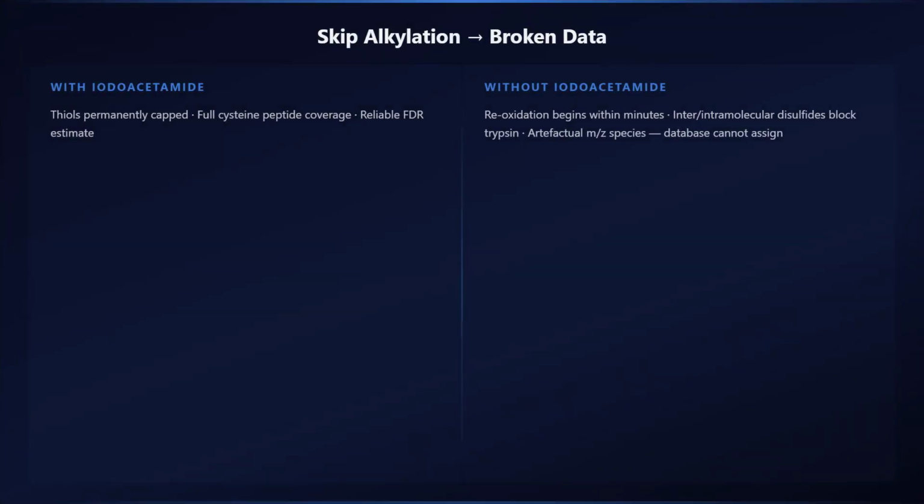Reoxidation after DTT removal begins within minutes. Unalkylated cysteines form new inter- and intramolecular disulfide bonds during the digestion incubation, blocking trypsin access to adjacent cleavage sites. Beyond missing peptides entirely, partial reoxidation generates an artifactual population of half-oxidized species at unexpected m/z values. The database cannot assign them, your spectrum-to-sequence match rates drop, and your false discovery rate estimate becomes unreliable.